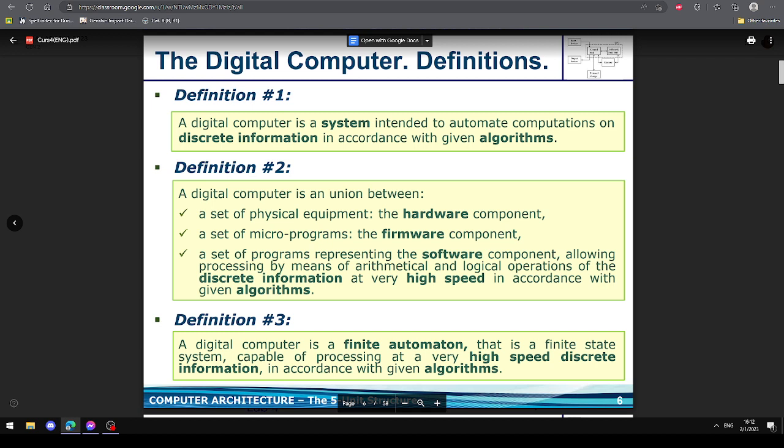Definition 3. A digital computer is a finite automaton, that is a finite state system capable of processing at a very high speed discrete information in accordance with given algorithms.